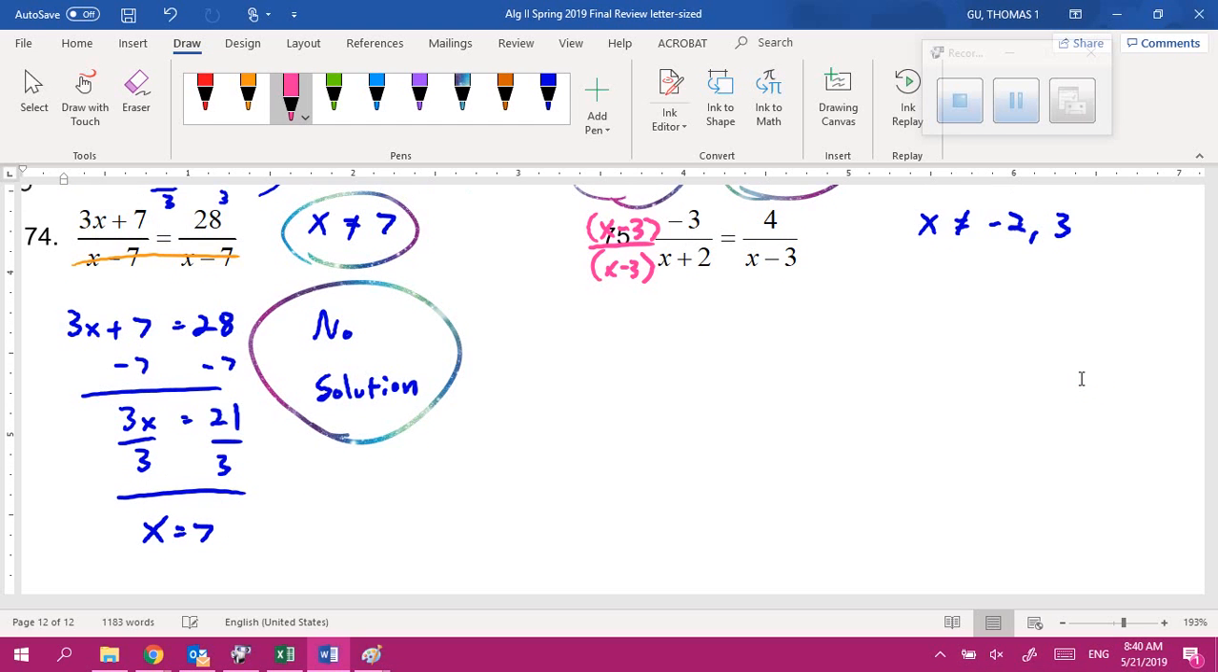So now I can see the denominator on the left is x minus 3 times x plus 2, right? So what do I need to multiply the right fraction by to make the denominators the same? Right, x plus 2 over x plus 2. There we go. So now I'm going to multiply these terms out.